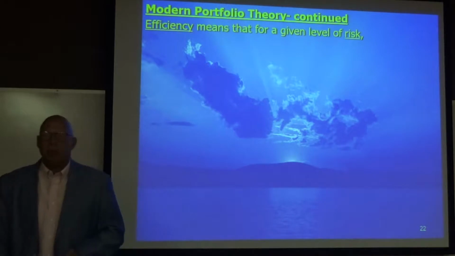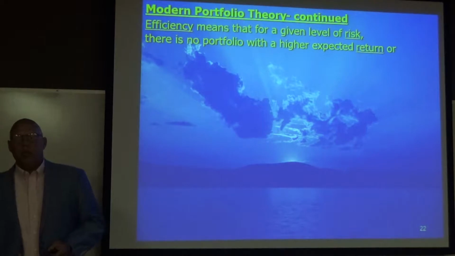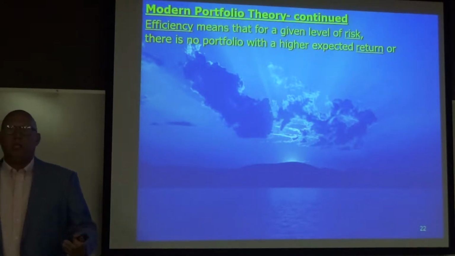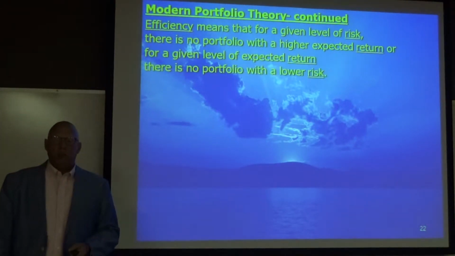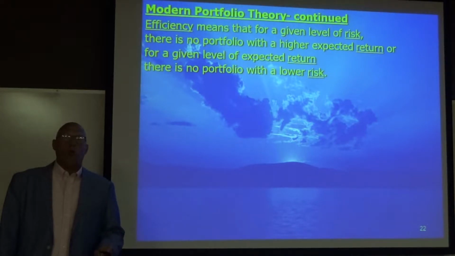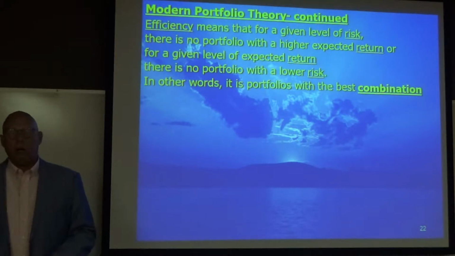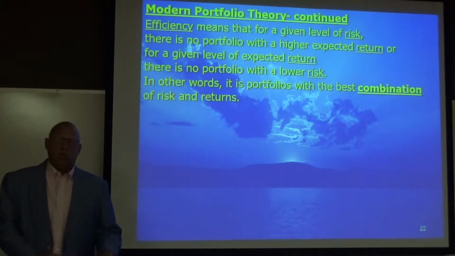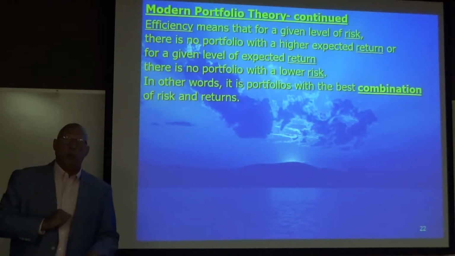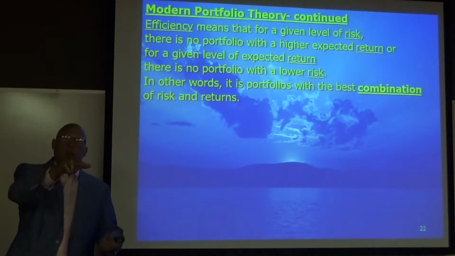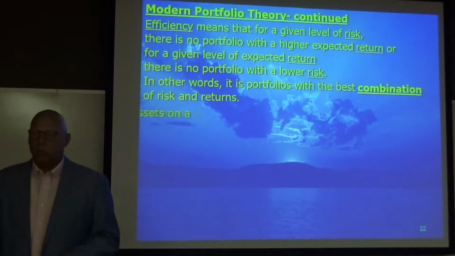Let's drill a little deeper. Efficiency means that for a given level of risk, a certain level of standard deviation, there is no portfolio with a higher expected return. It also means that for a given level of expected return, there is no portfolio with a lower risk. In other words, it is portfolios with the best combination of risk and return. So for a certain risk level, there's not another portfolio that has a higher expected return. For a certain return level, there's not another portfolio out there that has a lower expected risk. So it's the best combination of risk and return.